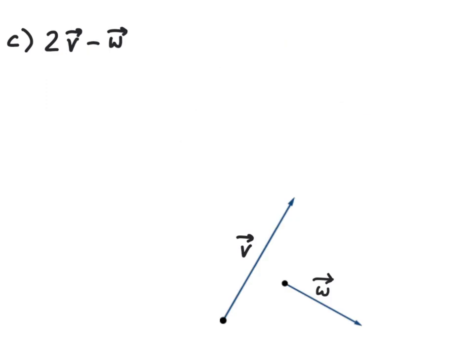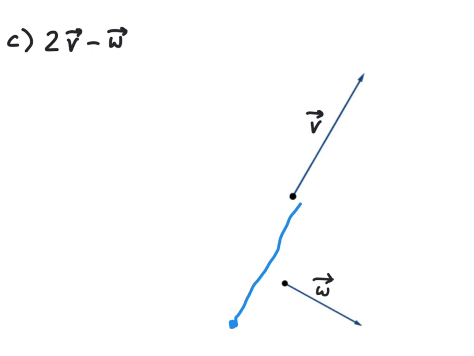And finally, we want to sketch the vector 2v minus w. We start by sketching the vector 2v. Like in the previous part, we're going to just make a vector that has the same direction as v, but is twice as long. So that would be a vector like this.